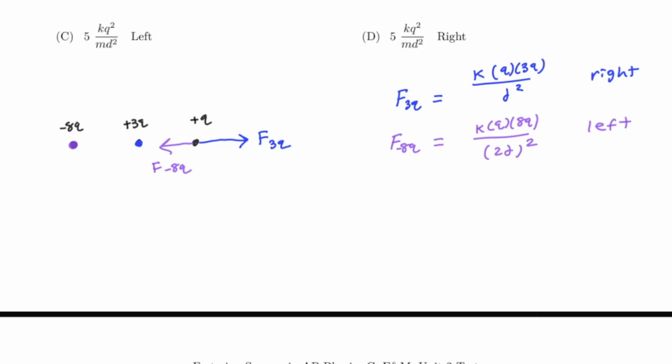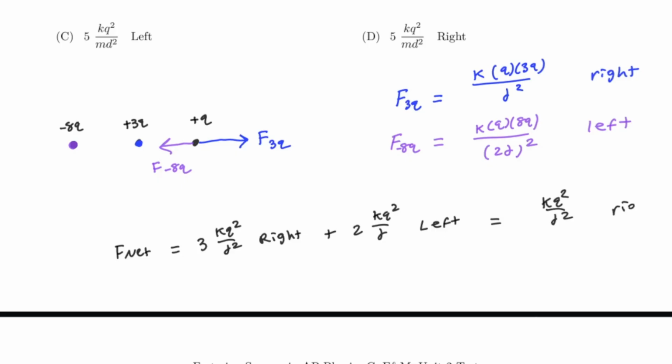So this means that our F net would be 3kq squared over d squared right, plus 8 over 4 makes 2, 2kq squared over d squared left. So my net force would be 3 right plus 2 left, which is 1 right. So just kq squared over d squared right.